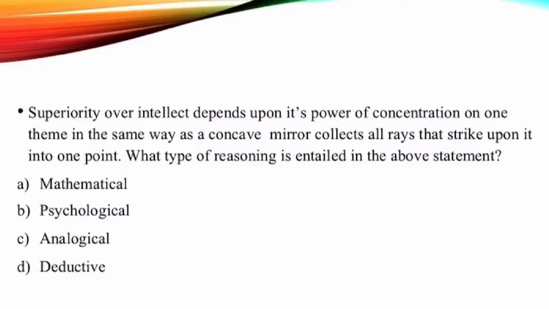Second question, superiority over intellect depends upon its power of concentration on one theme. In the same way as a concave mirror collects all rays that strike upon it into one point. What type of reasoning is entailed in the above statement? Again here, two things are compared and the similarity between them is pointed out in the statement. So it comes under analogical reasoning. C is the right option.